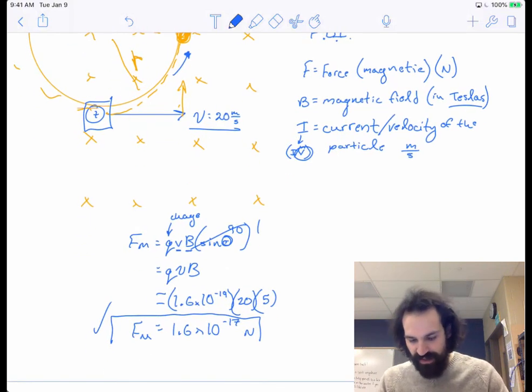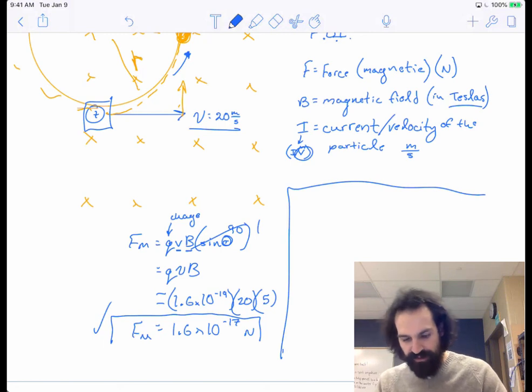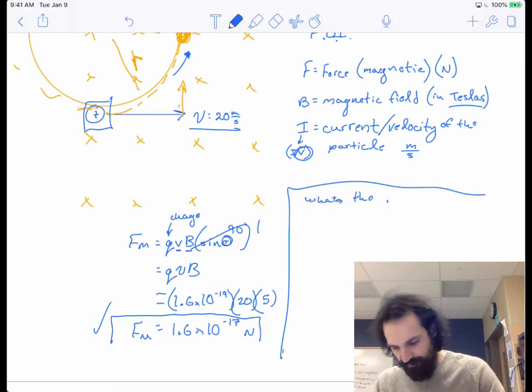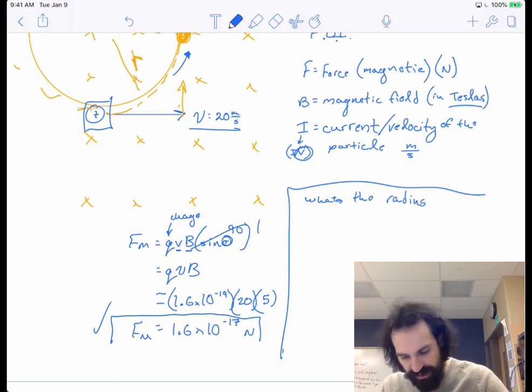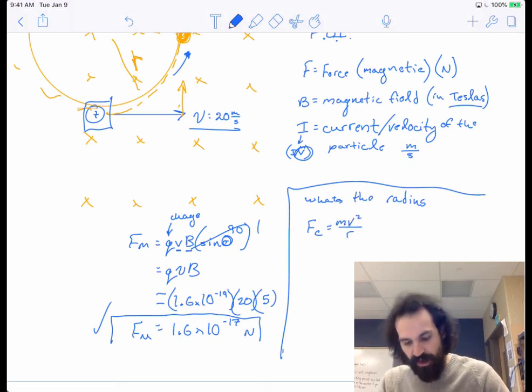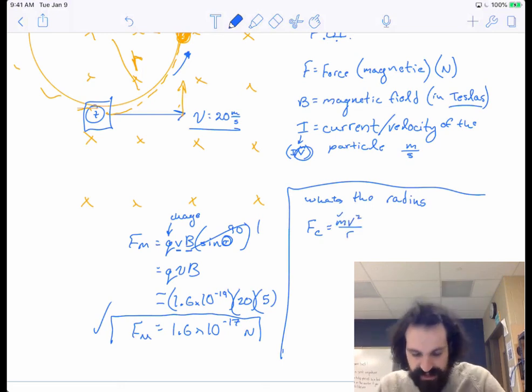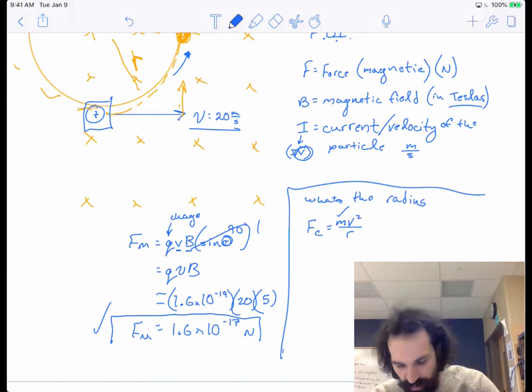And if I gave you a follow-up question and said, now wait a minute, what's the radius? At that point, you can use your net force equation. Fc equals mv squared over r. Because it's a proton, the mass is known, that's on your equation sheet. We know the velocity. Radius is still unknown. Oh, but we don't know the centripetal force.